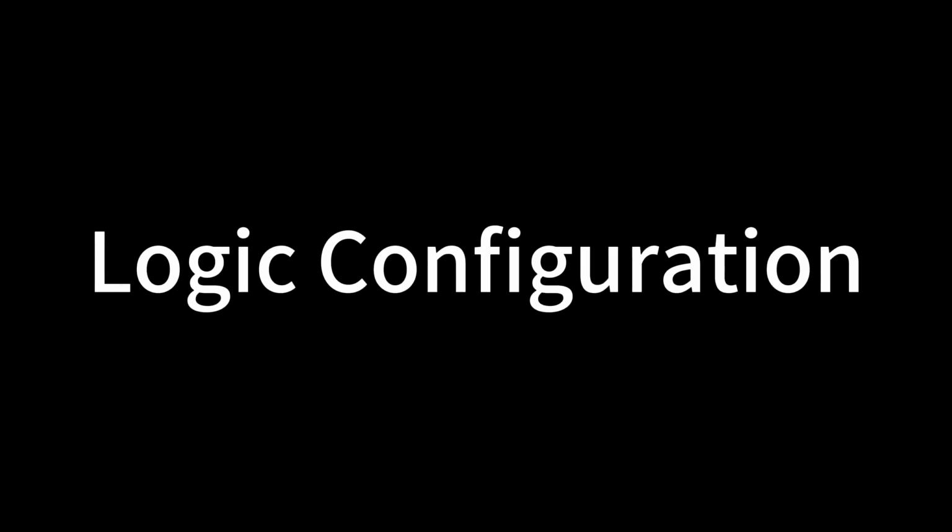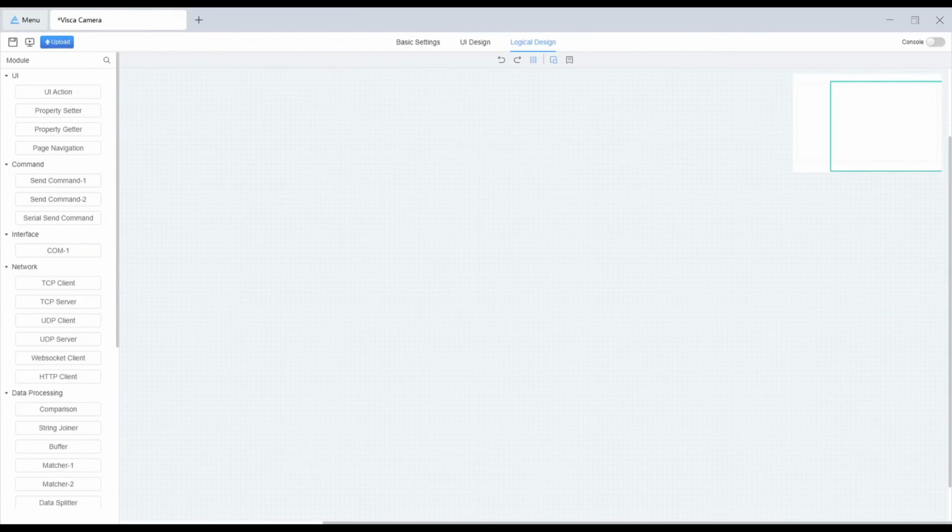Logic configuration. Next, we move to the logical design section to set up the control logic. The control logic for this example is: when a directional button is pressed, the system sends the corresponding directional control command to the camera via the serial port. When the button is released, the system sends a stop command. Key steps are as follows.